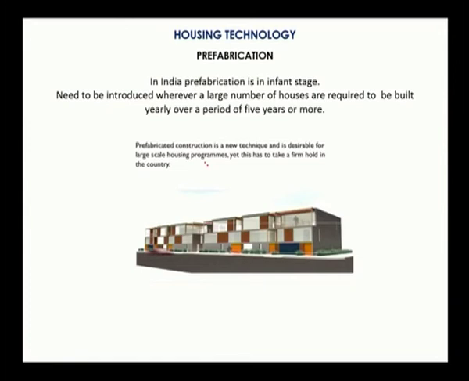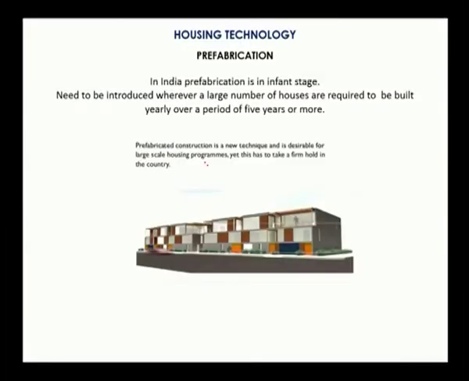So, as we could see, prefabrication is a new technique which is dealing with off-site fabrication and putting or assembling things in it. So, it is a new technique and it is desirable for low income groups and development of slum settlements over here.